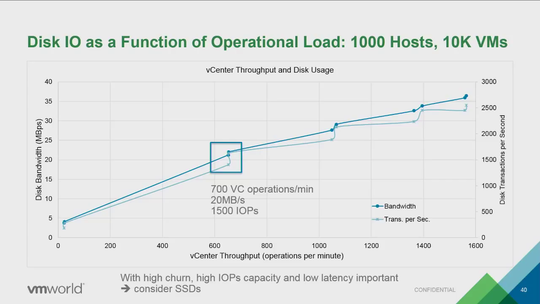So what I'm showing you in this data point is that to sustain 700 operations per minute to my vCenter server, it's taking, I don't know, 20 megabytes per second and 1,500 IOPS. So be prepared for that. When I try to double that, I roughly double the disk usage that's required, and I roughly double the operations per second that I have to sustain. So as you're building out your system, make sure to make it a well-balanced system in terms of CPU, memory, and disk.